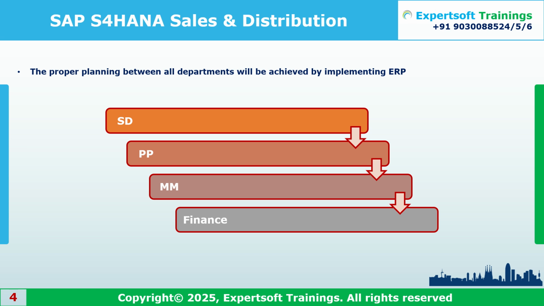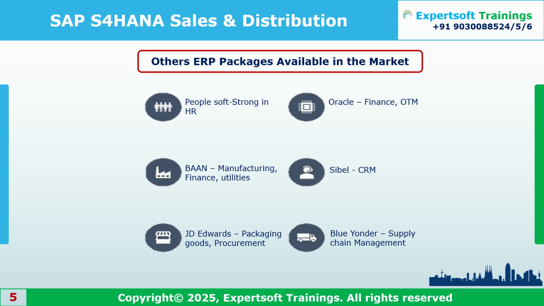Oracle is very strong in transportation management. Oracle is very strong in financials, but they are not strong in customer sales. They are not strong in sales and distribution. They are not strong in production planning. They are not strong in sourcing and procurement or material management. Okay. Similarly, you have some other companies, for example for order scheduling. You have other companies like Blue Yonder, which is strong in supply chain management, and JD Edwards is there in the packaging goods and procurement, and they are there in order scheduling also. Like that, many other things are there.